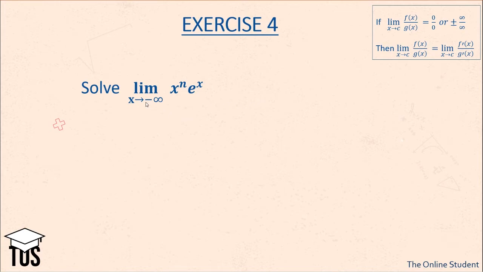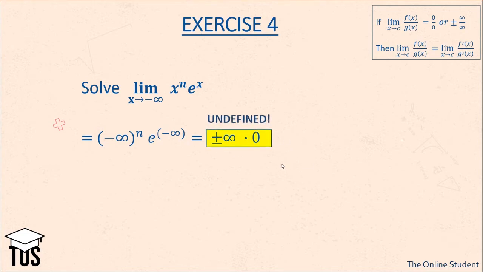So we fill in minus infinity for x. This gives us minus infinity to the power of n times e to the power of minus infinity. This is equal to positive or negative infinity times 0. We know that this is undefined. So we could transform this function again so that we have a fraction, so we can apply L'Hospital's rule.